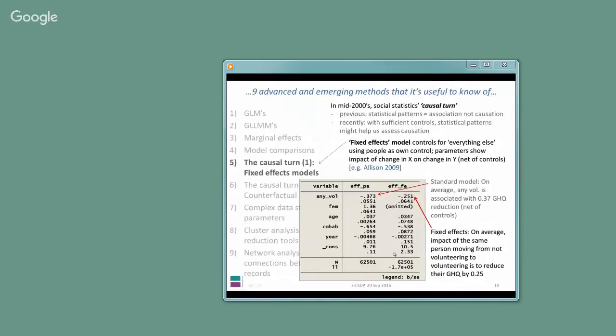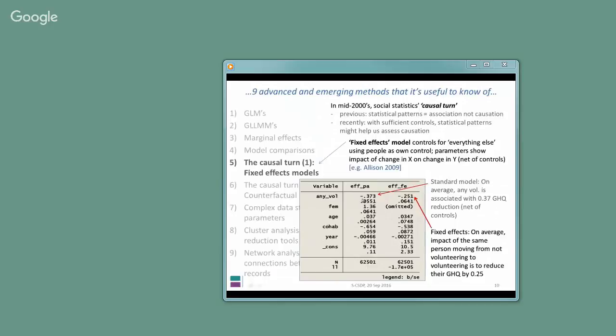Now, the output that I've got on the screen here is the output from 2 different regression models on the same thing. What I'm looking at here is subjective well-being, GHQ, and a higher GHQ means worse subjective well-being. And I'm looking at the effect of volunteering along with other explanatory factors upon subjective well-being. The first model is just essentially a regular regression. It's actually a population average panel model, but it equates more or less to a regular linear regression.